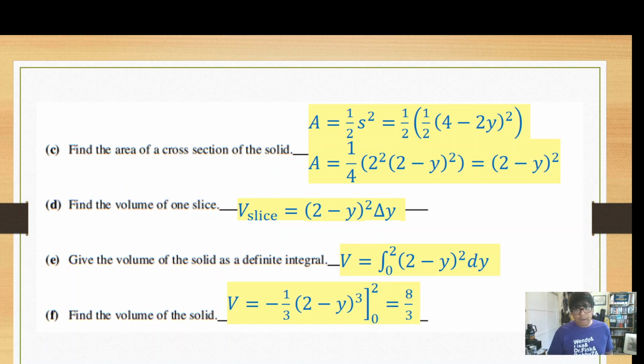Substitute a 2 here and you get 0. Substitute a 0 here and you get 8/3. So the area or the volume of the solid is 8/3.